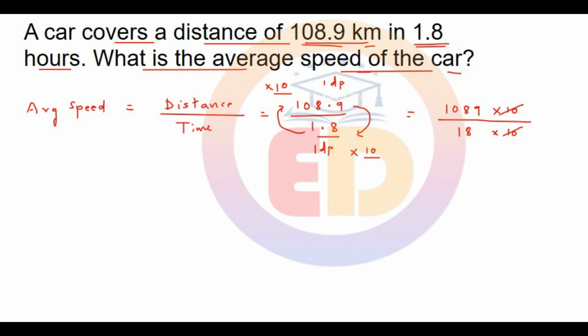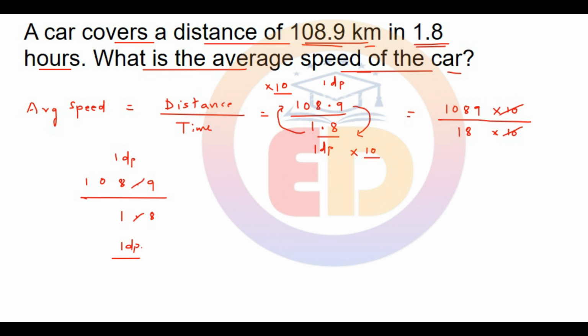Now understand a very important point. Here the numerator had one decimal place. Denominator also had one decimal place. So when numerator and denominator have same decimal places, remove the decimal point straight away. No need of doing multiply by 10 in the numerator, multiply by 10 in the denominator. When numerator and denominator have same decimal places, remove them.